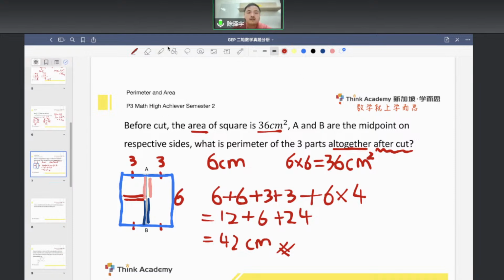Alright, so this one is testing you on the knowledge of perimeter and area, just to test whether you know how to find perimeter and area of a square. Then using the knowledge of cutting, one line will become 2 actually to find the perimeter of the whole.